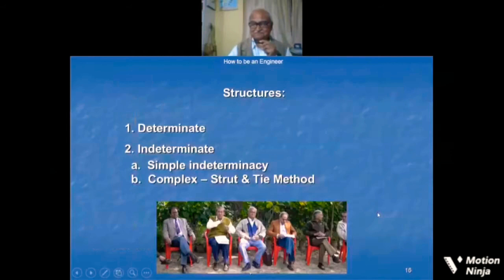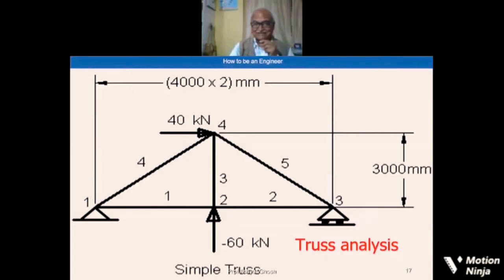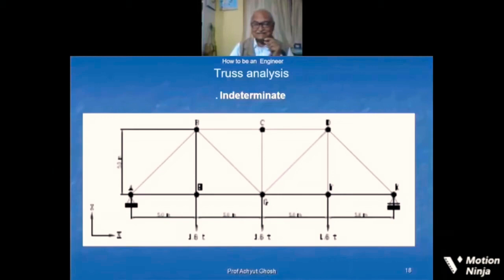A structure could be determinate or indeterminate. In indeterminate, it could be simple indeterminacy or complex. That we solve by the strut and tie method, which has been offered to us by the designer of the second Hooghly Bridge, Dr. Forgot, I'll tell you. This is the garden in Ganganagar which I had, where we held picnics and meetings. So this is a truss, you all know. This is a complex indeterminate truss.